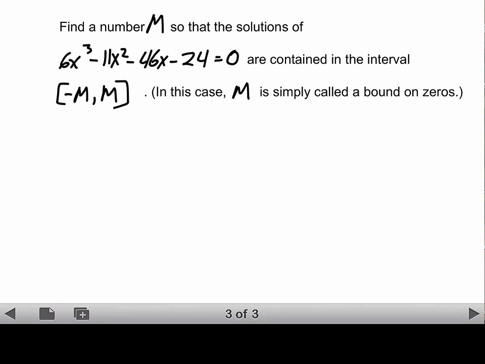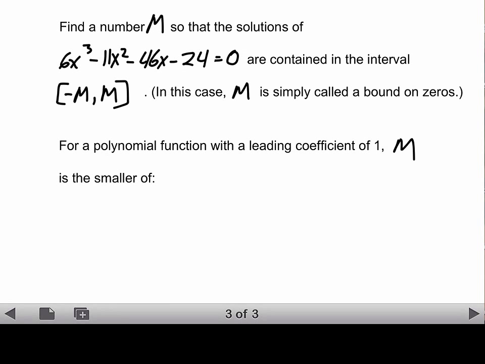Let's look at a completely different way to find bounds. Here we're asked to find a number m so that the solutions of the same equation, 6x cubed minus 11x squared minus 46x minus 24 equals 0, are contained in the interval negative m to m with square brackets, the closed interval. And there's a note, in this case, m is simply called a bound on zeros. Here's how this one goes.